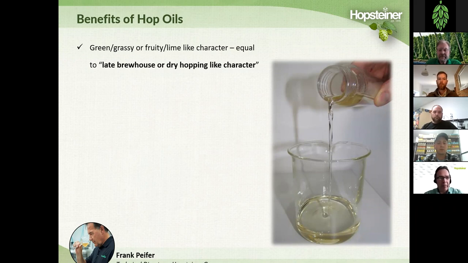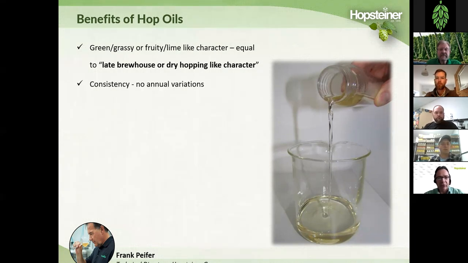So I want to give now a little bit of an overview about the benefits that we have seen by the utilization of hop oils. We have seen that we are able to create a late hopping like character and also dry hopping like character in beer by the different hop products that we have on the market. And we have no annual variations, which is something negative in hops, because we have ups and downs, especially in Europe, with the hop oil concentration in hops and also mineral concentration. Everything is adjusted when you sell pure hop oil.